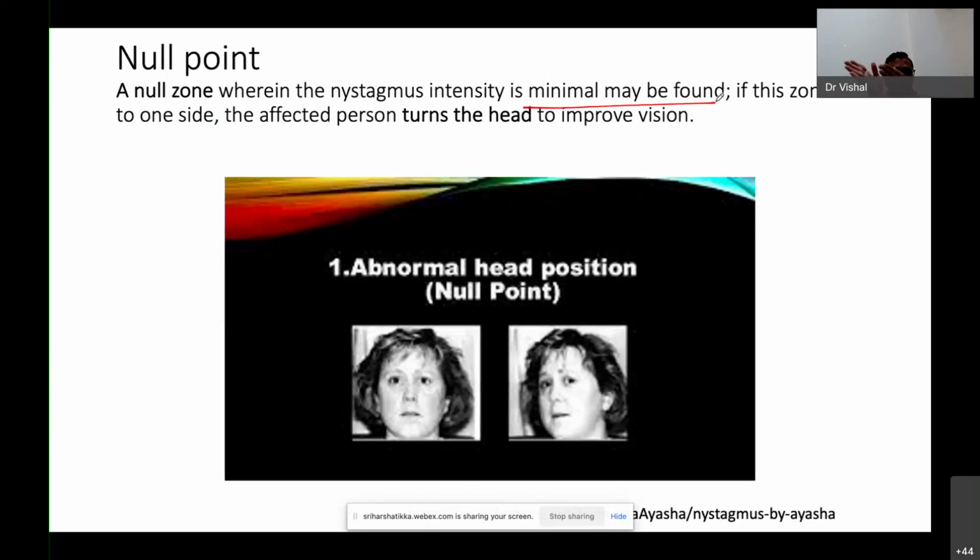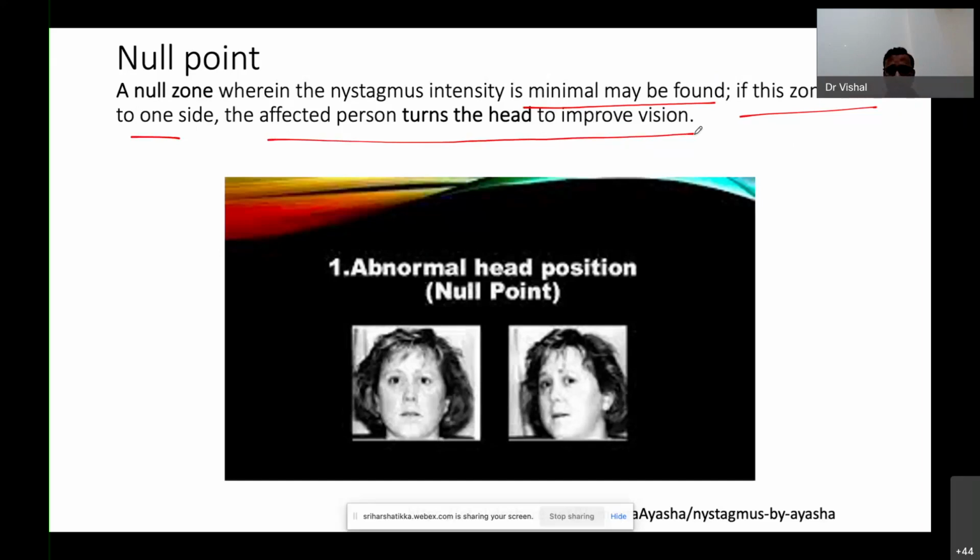Usually it is found on one side, and that leads to a compensatory head tilt. If this zone is on one side, the affected person turns the head to improve the vision, because the nystagmus is minimal at that particular null point, and that's how the patient can achieve foveal vision.